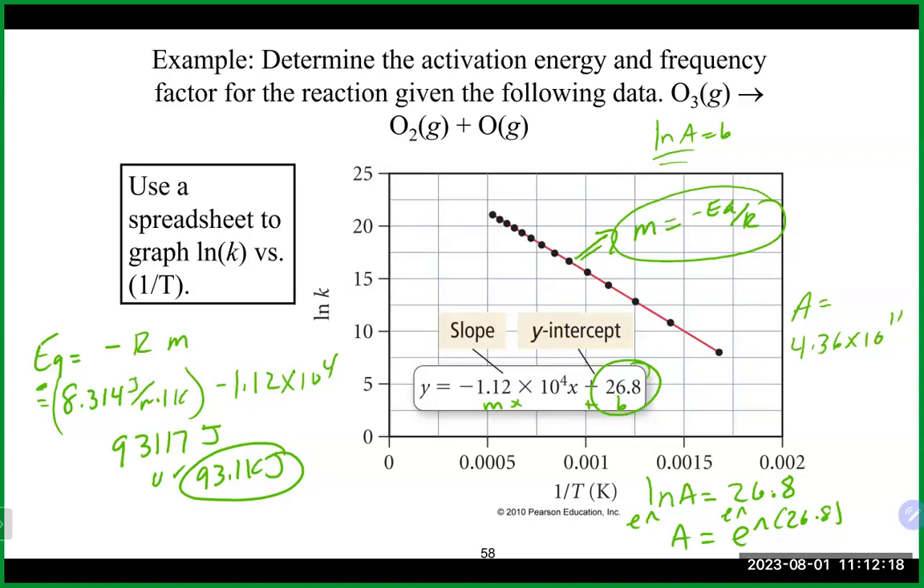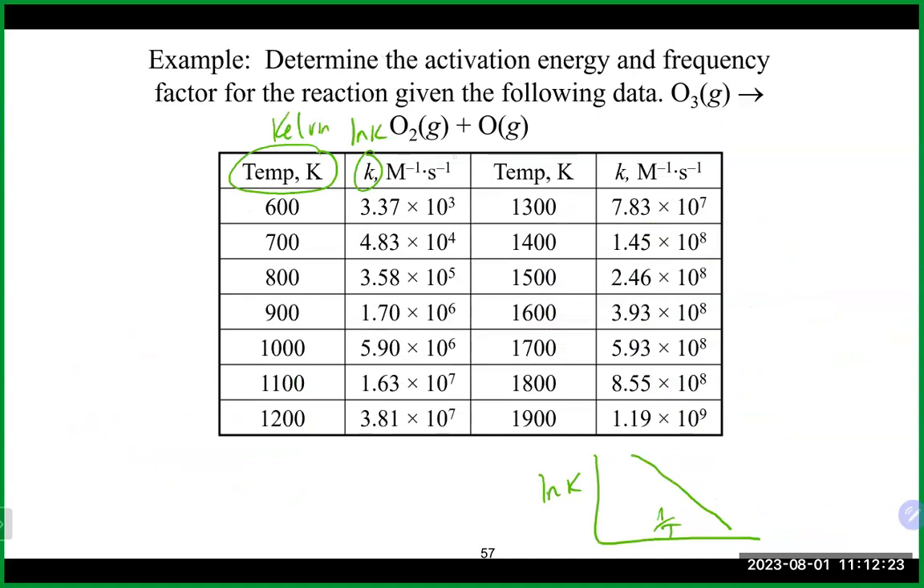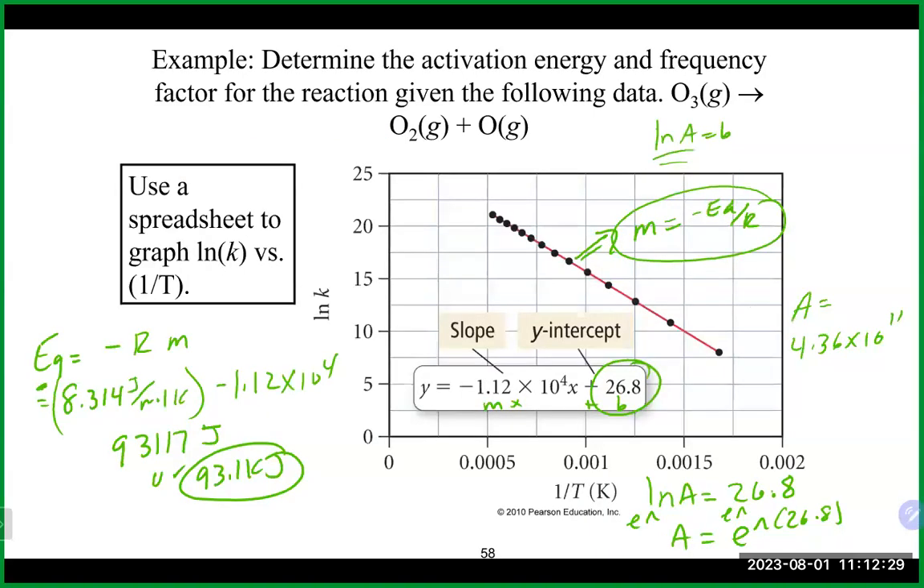Now, the units of A are the same units that we see for k. So in this case, the units of A would be 1 over molar seconds. That's because when we take e of both sides, it gets rid of the natural log and takes us back to k, which was our constant there. So this is graphically a very common way that people figure out the activation energy of a reaction.